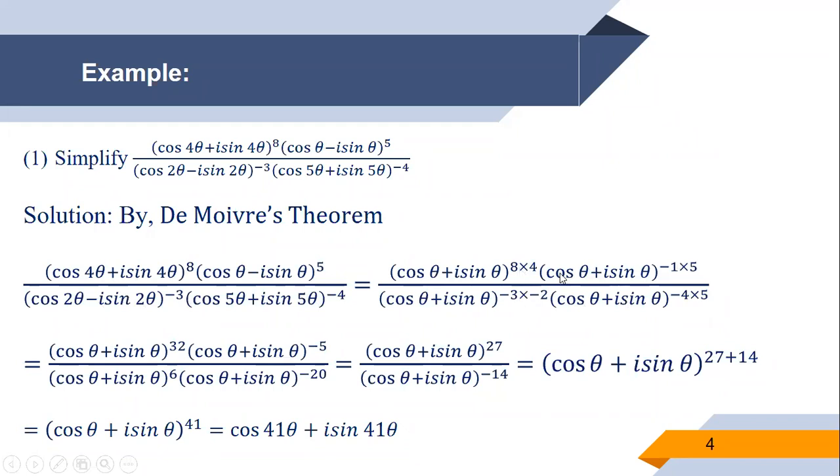Now we multiply all, so 32. Here minus 1 into 5 is minus 5, plus 6, and minus 20. So here the bases are the same, cos theta + i sin theta. Then in the numerator we add 32 and minus 5, then 27, and 6 minus 24 is minus 4. Then we write (cos theta + i sin theta) raised to 27 plus 14, which is nothing but 41. Then raised to 41, we write cos 41 theta + i sin 41 theta. So if any example is given in any random form, we use De Moivre's theorem and convert it into a simple form.